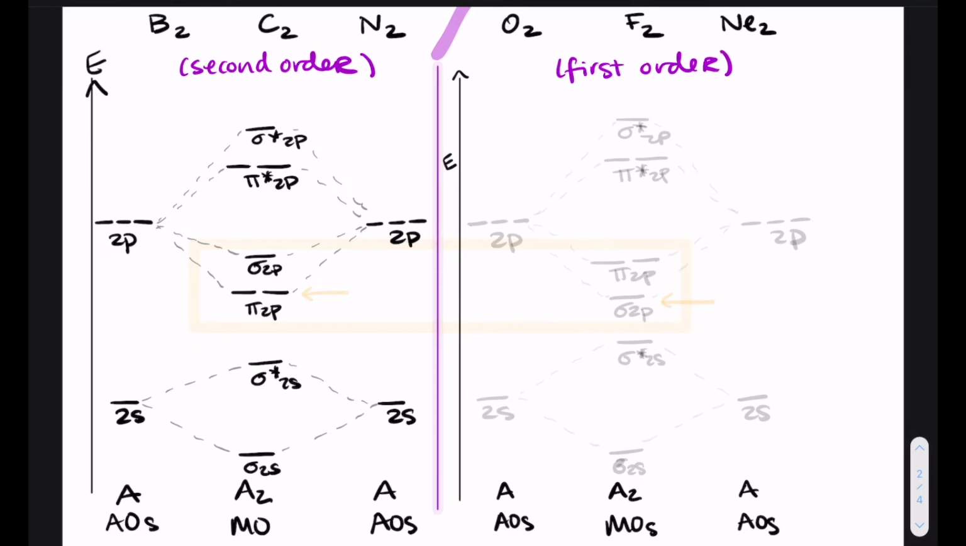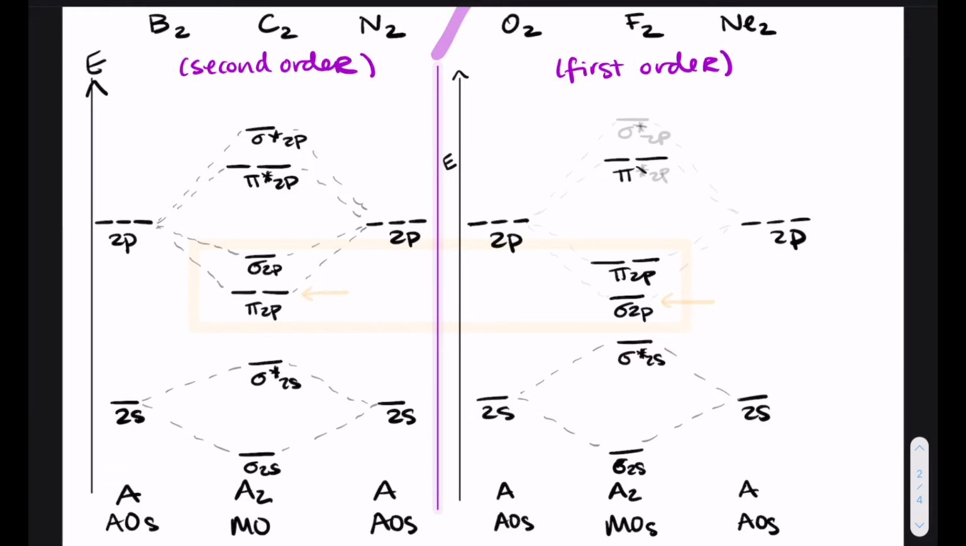My 2s orbitals will still give me a sigma 2s and a sigma star 2s at the lowest energies. My p orbitals, now my lowest energy is sigma 2p. The next energy is pi 2p, and there were two pi 2p's, so I have two lines. And then the highest energies are in the same order they were before, pi star 2p, and then sigma star 2p. So almost everything is the same for this diagram.